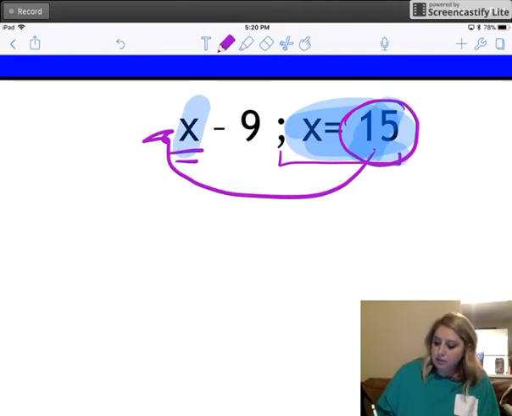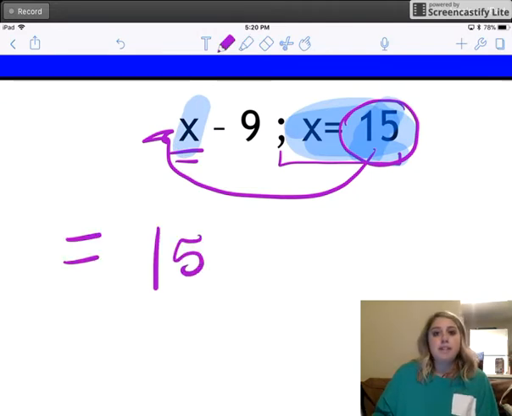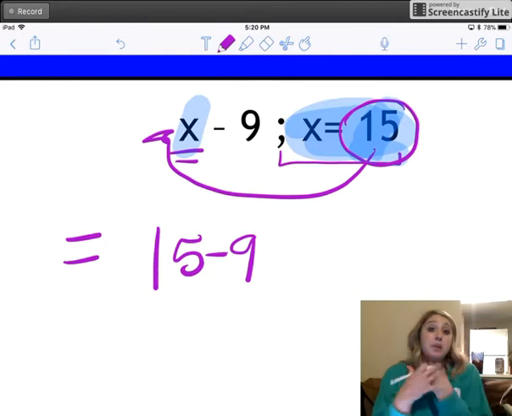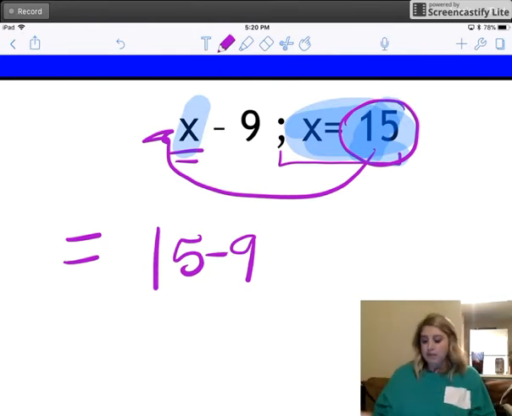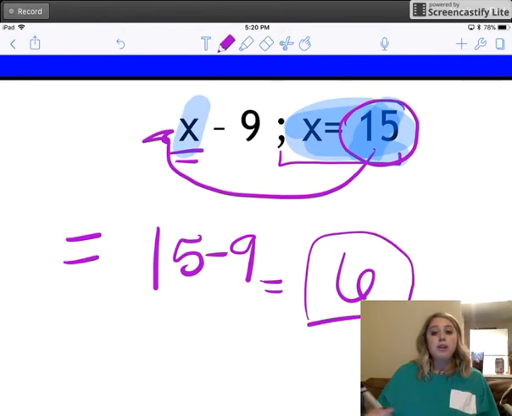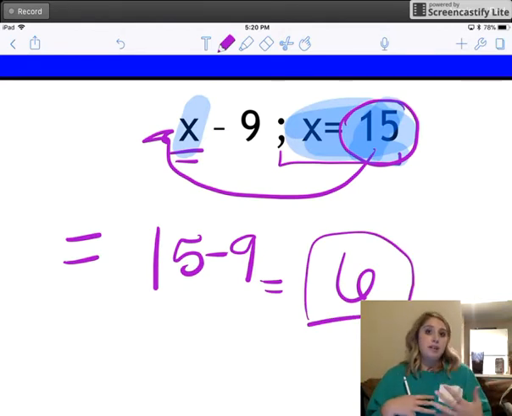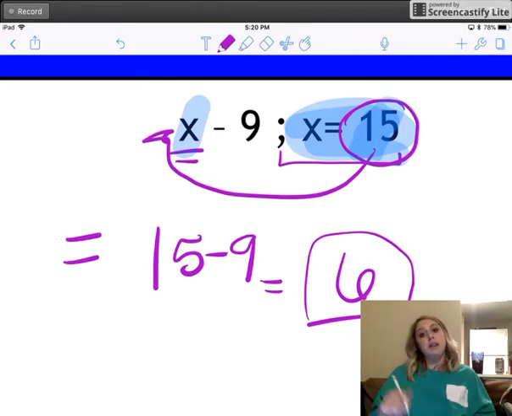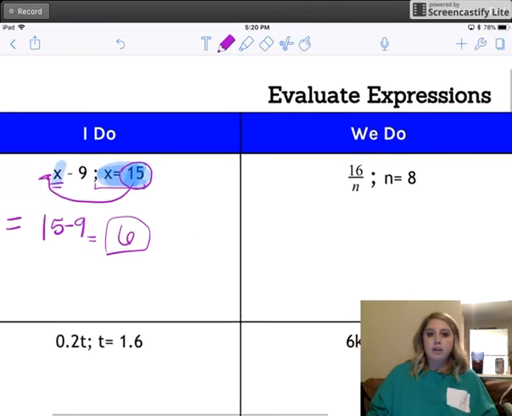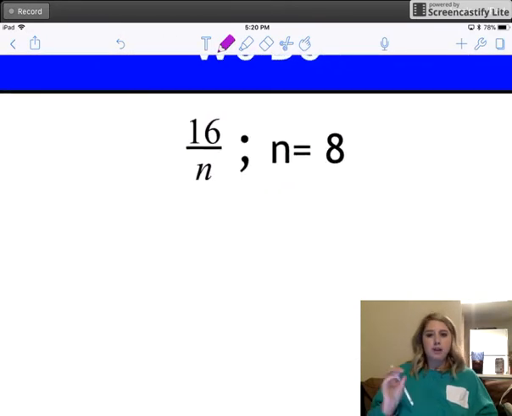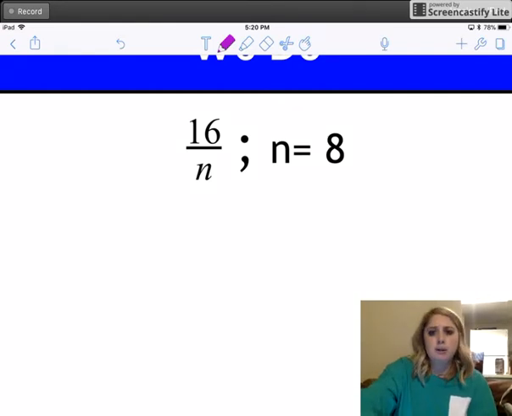So instead, this would be equal to 15 minus 9, and now I just solve it. So what is 15 minus 9? Well, 15 minus 9 is 6. And there you go. I found an answer for when x was 15. And remember, these variables could be anything. I just said, okay, let's pretend that x equals 15. So here's your we do. I want you to pause this video, try this, and then come back to me and we'll talk about it.